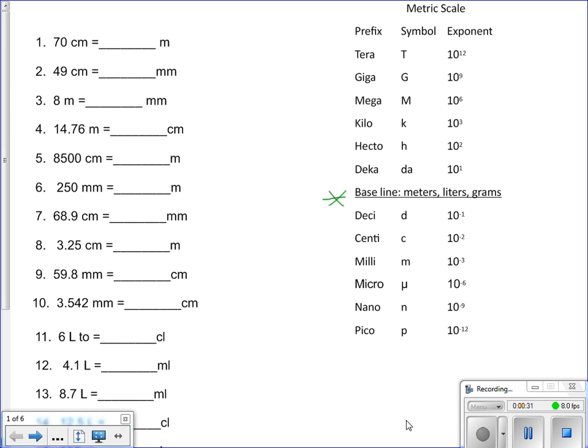If we start out with units on the bottom and we're going up, we're going to move our decimal to the left. So if we're going up the scale, we move our decimal to the left. If we're going down the scale, we move our decimal to the right. So what that means is numbers that are lower are going to be larger than numbers above. And you'll see that when we work these out.